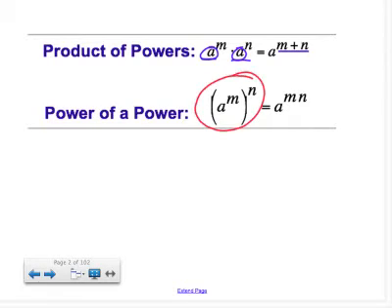In the second situation, if you're raising a power to a power, the way we would read this expression here, we would say that's a to the m to the nth power. In other words, you're raising a to the m and then you raise it again to the nth. So if you have that situation where you have a power to a power, the way that you can combine them is to multiply them together.